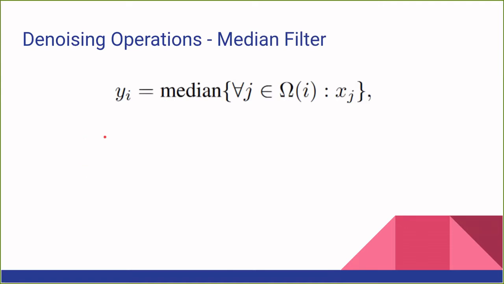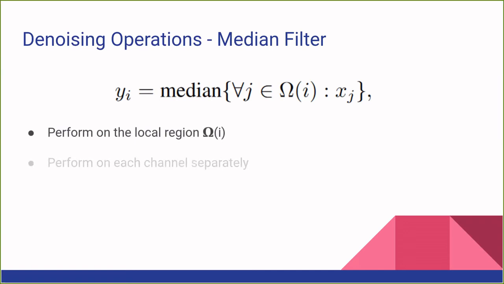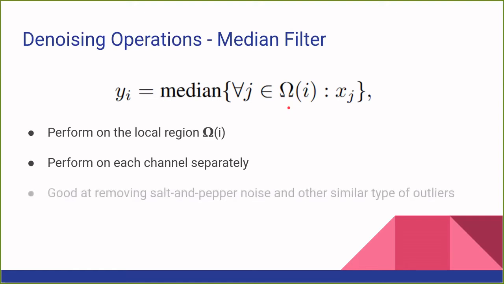And the last denoising operator that we looked at in this paper is the median filter. The median filter is performed on the local region omega, and is performed on each channel separately. It's good at removing salt and pepper noise and any other type of noise that produces an outlier.